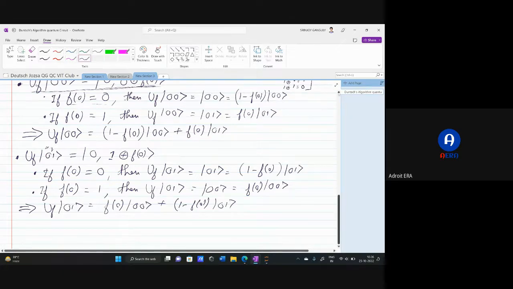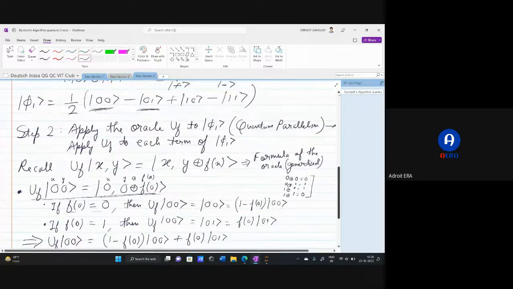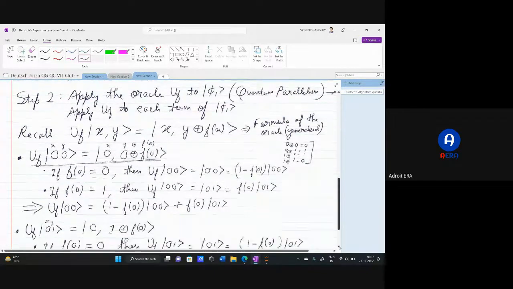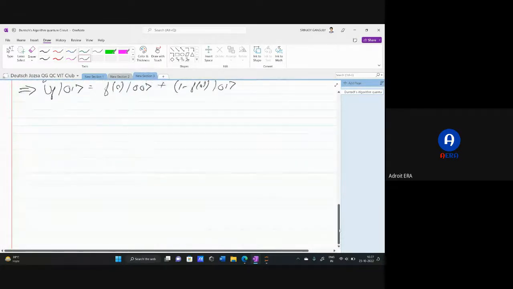Okay, so now we are going to apply uf. Now we are going to apply uf to the third one, right? And then we will be applying it to the fourth one, right? 1 0 and 1 1. So let us do that. That is also very easy, right? That also should not be very difficult, right?